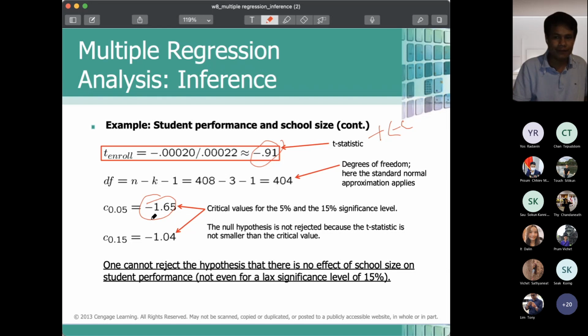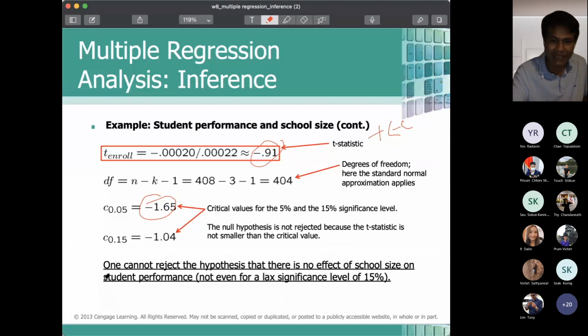Right? So here we obtain T lower than C. Right? So in this case, we fail to reject the null hypothesis, or we say we accept the null hypothesis. So in this case, class size has no effect on math score.